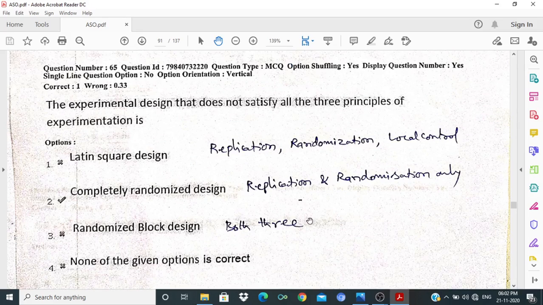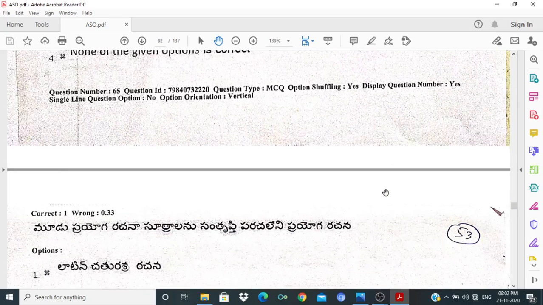The experimental design that does not satisfy all three principles of experimentation. Latin square design uses replication, randomization and local control, whereas completely randomized design uses only replication and randomization.